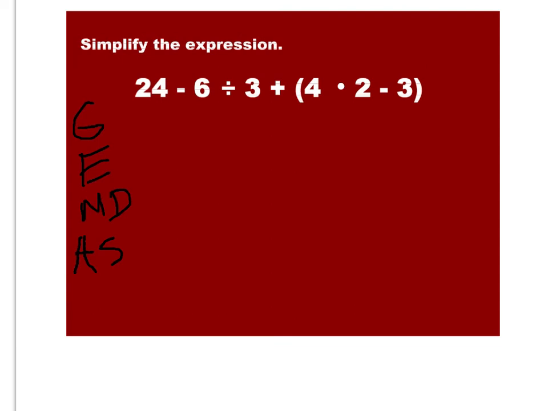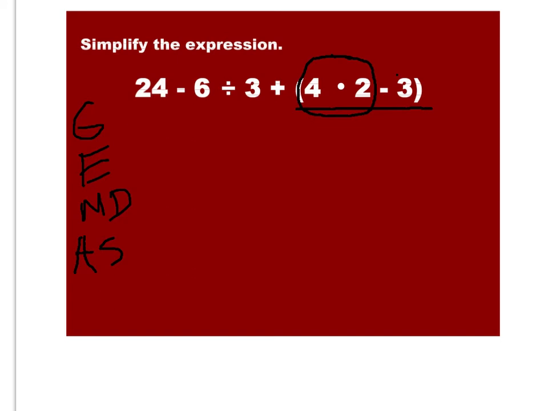Okay, now we're on our fourth example problem. So what I'm going to do again is look for my grouping symbols. I go right to that parentheses. Now in this parentheses we have two different operations going on, and when that happens, you follow the order of operations. So I am going to do the 4 times 2. I'm going to do that first because multiplying and dividing comes before subtracting and adding.